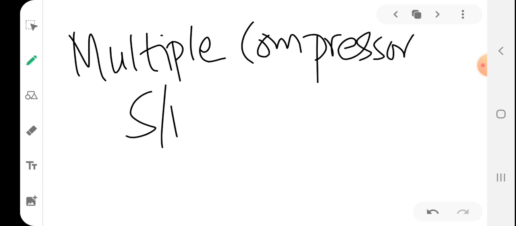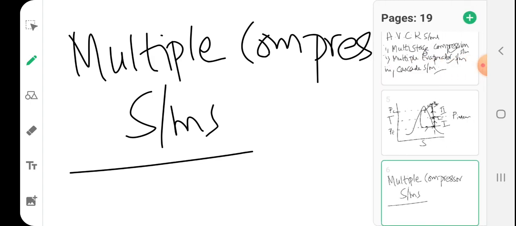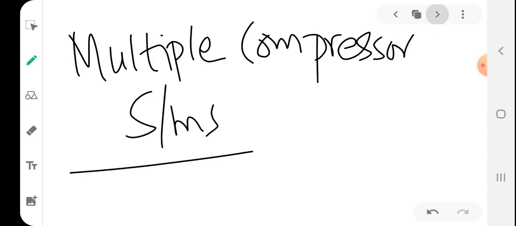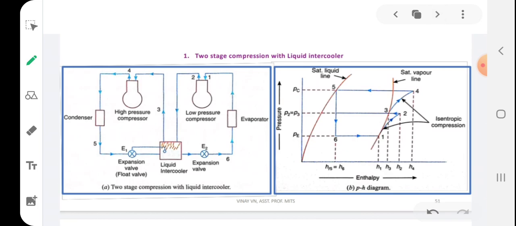Multiple compressor systems initially. There are different types of multiple compressor systems, and the first one is two-stage compression with the liquid intercooler. Two-stage compression with the liquid intercooler means there are two compressors. Here is the schematic diagram representing the working of a two-stage compression with the liquid intercooler. Suppose we have two compressors, right?